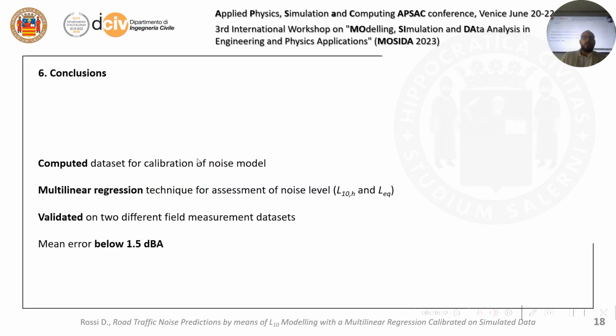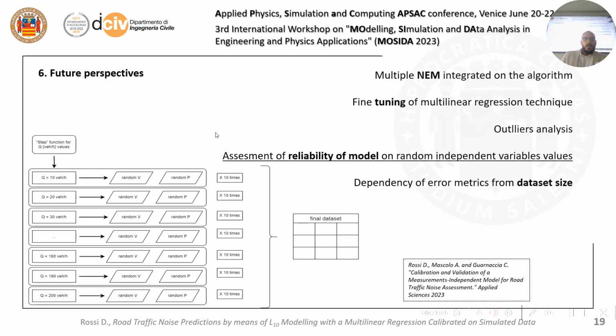To conclude, starting from the idea of a computed dataset that can apply to different sites to simulate noise, for the assessment of noise level, we applied the multilinear regression to calculate an indicator. Again, I want to stress that we chose an indicator, but we could have chosen other ones. There's also a formula to convert from one indicator to another. We validated on two different data sets, and the mean error in each case is below 1.5 decibel A.